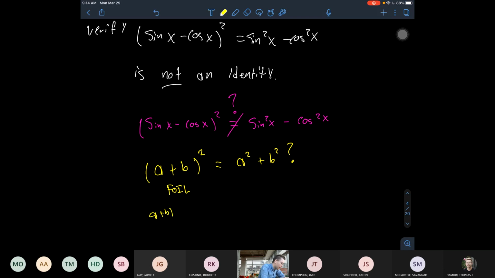This is a plus b, squared. If we have two of them written like this, we've got to FOIL. We would get a squared plus 2ab plus b squared. So the 2ab here, we get this extra term. If we have a sum of two things and we square it, we're not just going to distribute the square onto each term. We're going to wind up with a middle term.